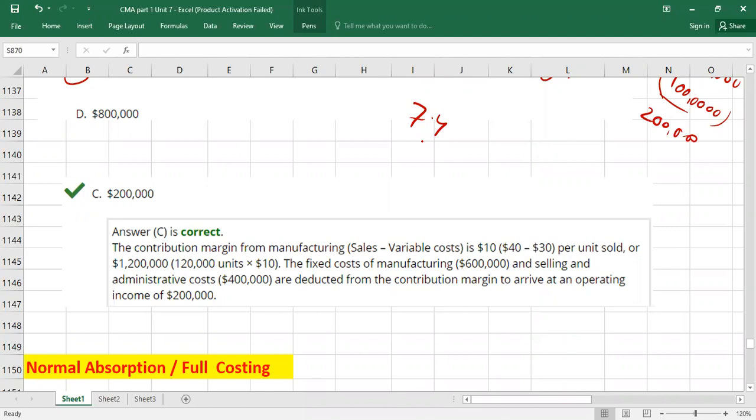We will also compare absorption costing with variable costing, and we will do profit reconciliation also. So that is why I would request you, please repeat this topic before the next class, then you will easily understand the differences.